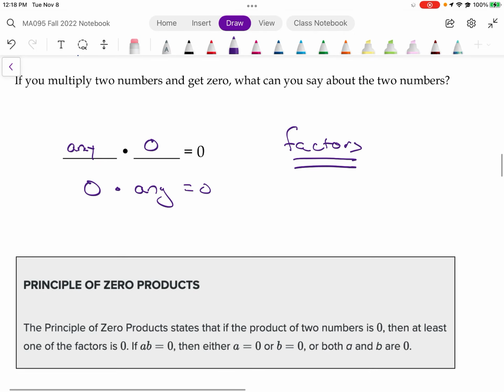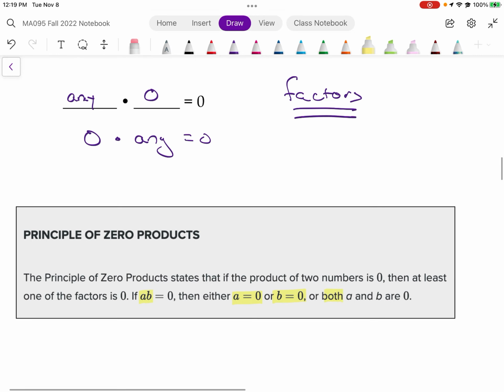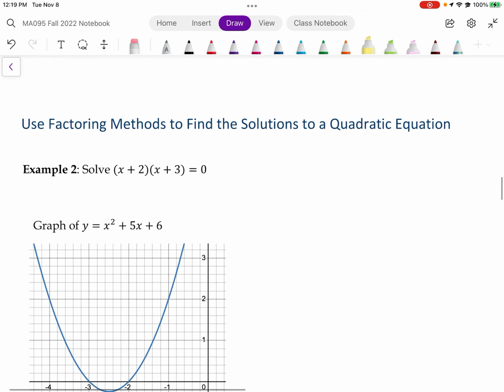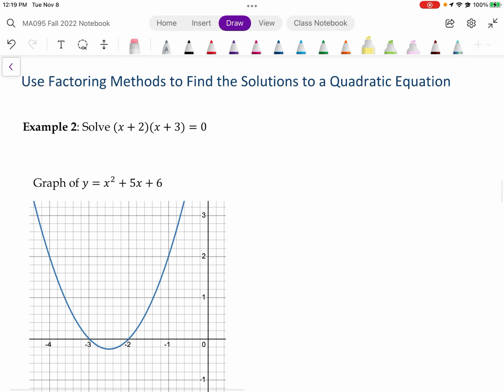Okay? So the principle of zero product states that if the product of two numbers is 0, at least one of them is 0. So either A is 0 or B is 0 when you have two things multiplied together, or both. And so we're going to assume both in this class. All right. So using factoring methods to find the solutions to a quadratic equation.